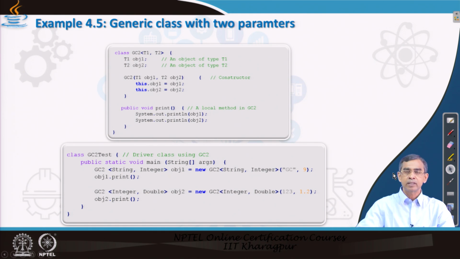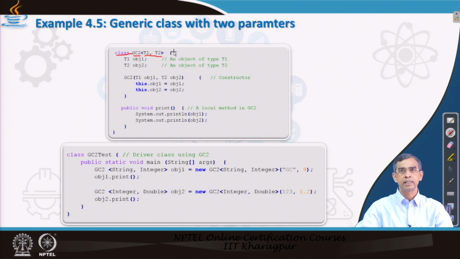Now, let us illustrate this concept with an example. The example is very simple, easy to understand, but you have to closely watch the program. In this program, we declare a generic class, the name of the class is GC2. We pass two templates T1 and T2, indicating that two different types need to be considered. It can be integer, it can be string, or string then integer or anything, absolutely no issue. Any order is also not an issue.